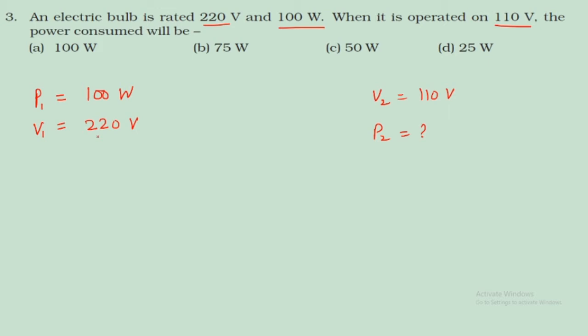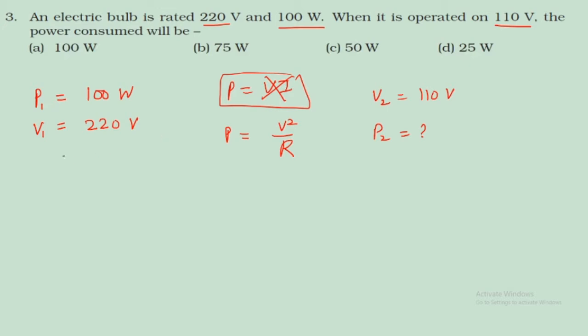So you have to use the formula in which the term that remains the same in both cases. The current will change when we change the potential, so V will change. So we will not use the formula P equals VI, because I will change with the change of V. So we will use the formula P equals V square upon R, right? So R will remain the same because the bulb is the same.